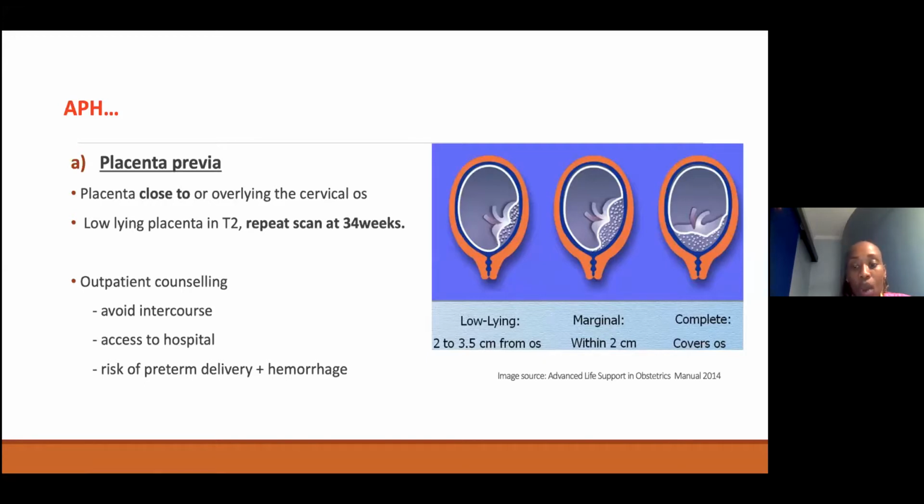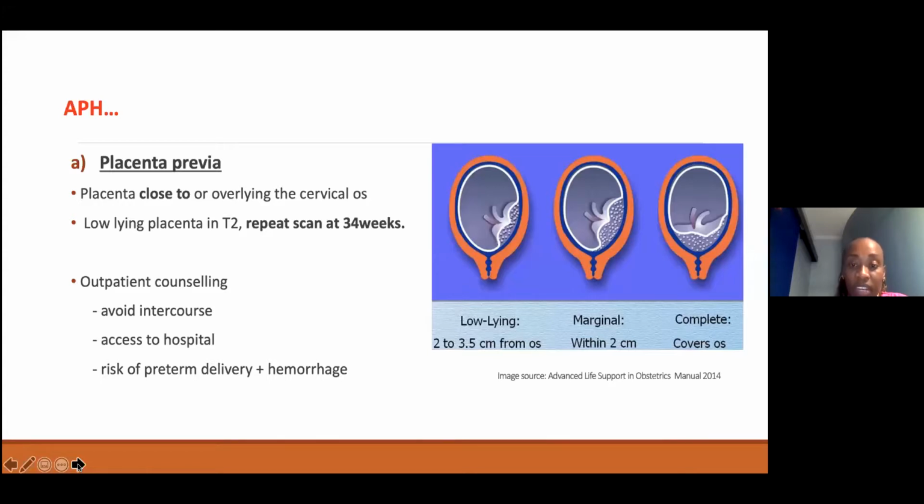Now, before a patient is at term or ready to be delivered, there's outpatient counseling, especially for low-lying placentas. This is important because you will come across low-lying placentas. The general counseling is about avoiding any triggers, like intercourse, and you need to be sure that they have access to hospital. Meaning, if your patient lives very far in the interior, you need to discuss with them the option of moving closer to the hospital.